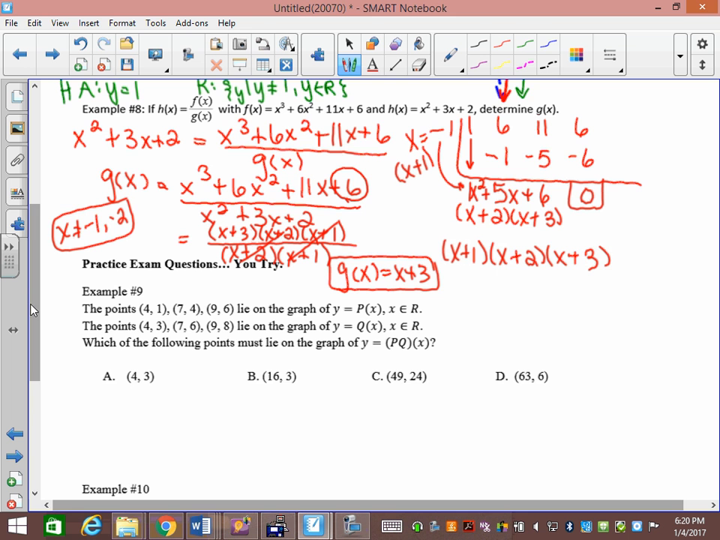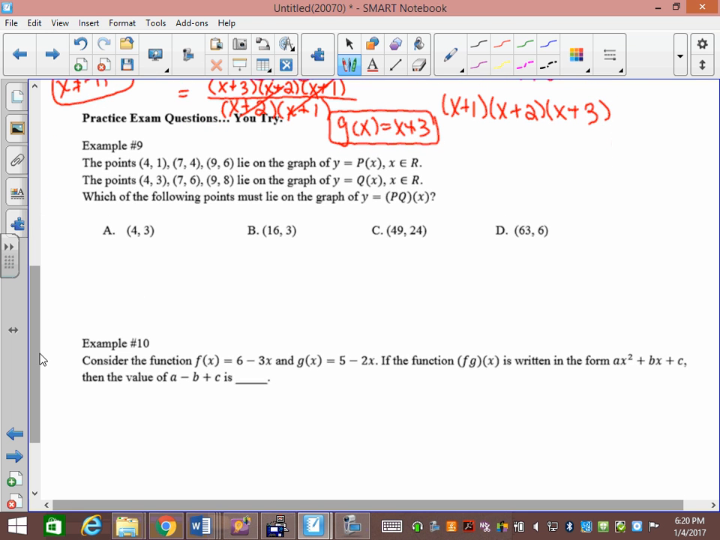All right. That's just exam questions you can try. So remember, the only way we can compare graphs is if we compare the same x values and do the operations to the y's. So we have 4 and 4. They want to know which of the following points must lie on the graph of PQX. So that's P of x times Q of x. So we're going to look at the same x values multiplying the y's.